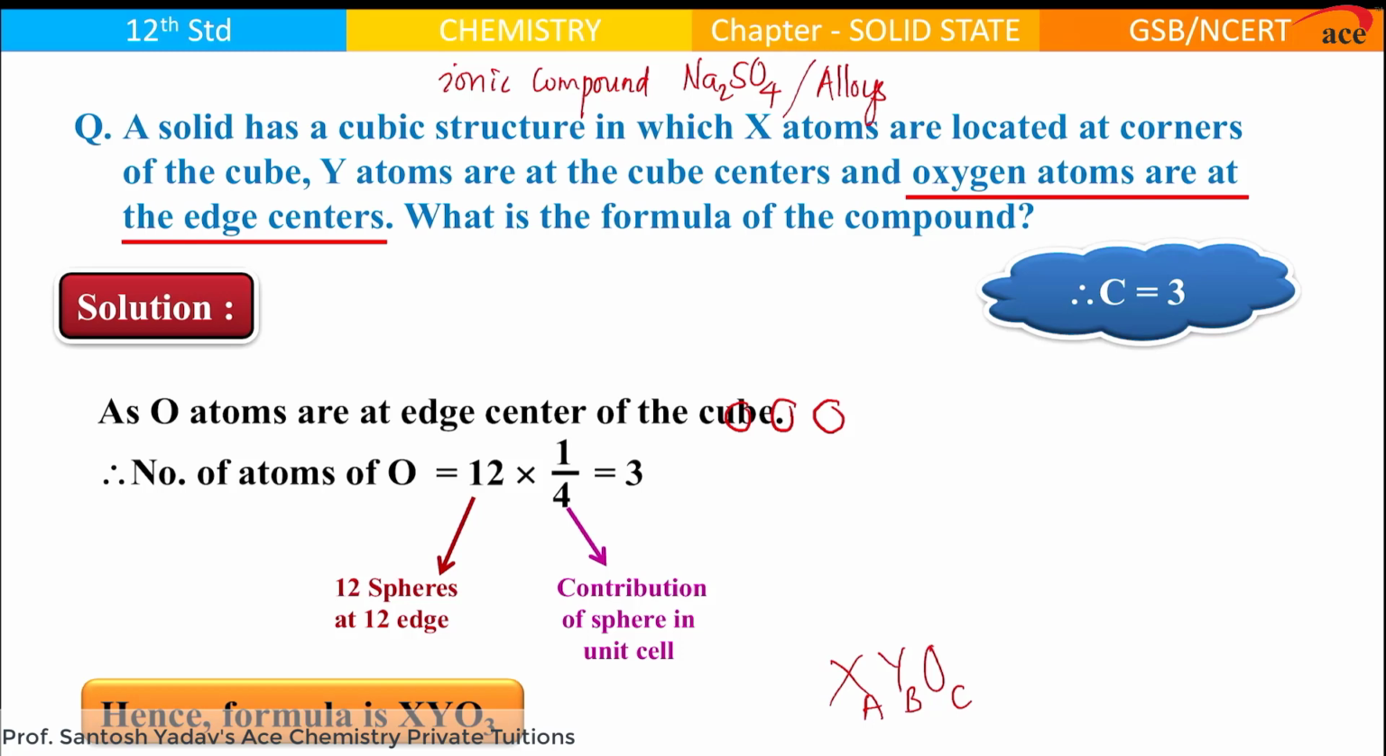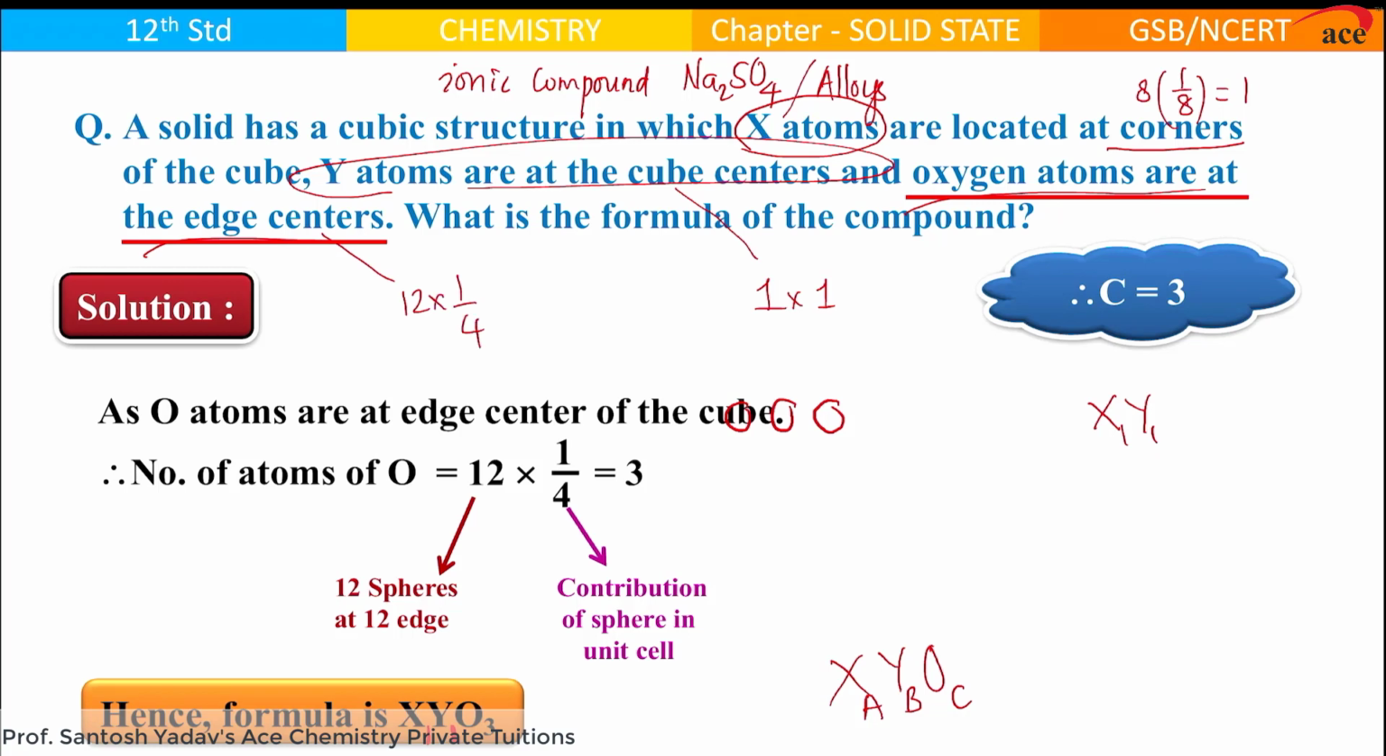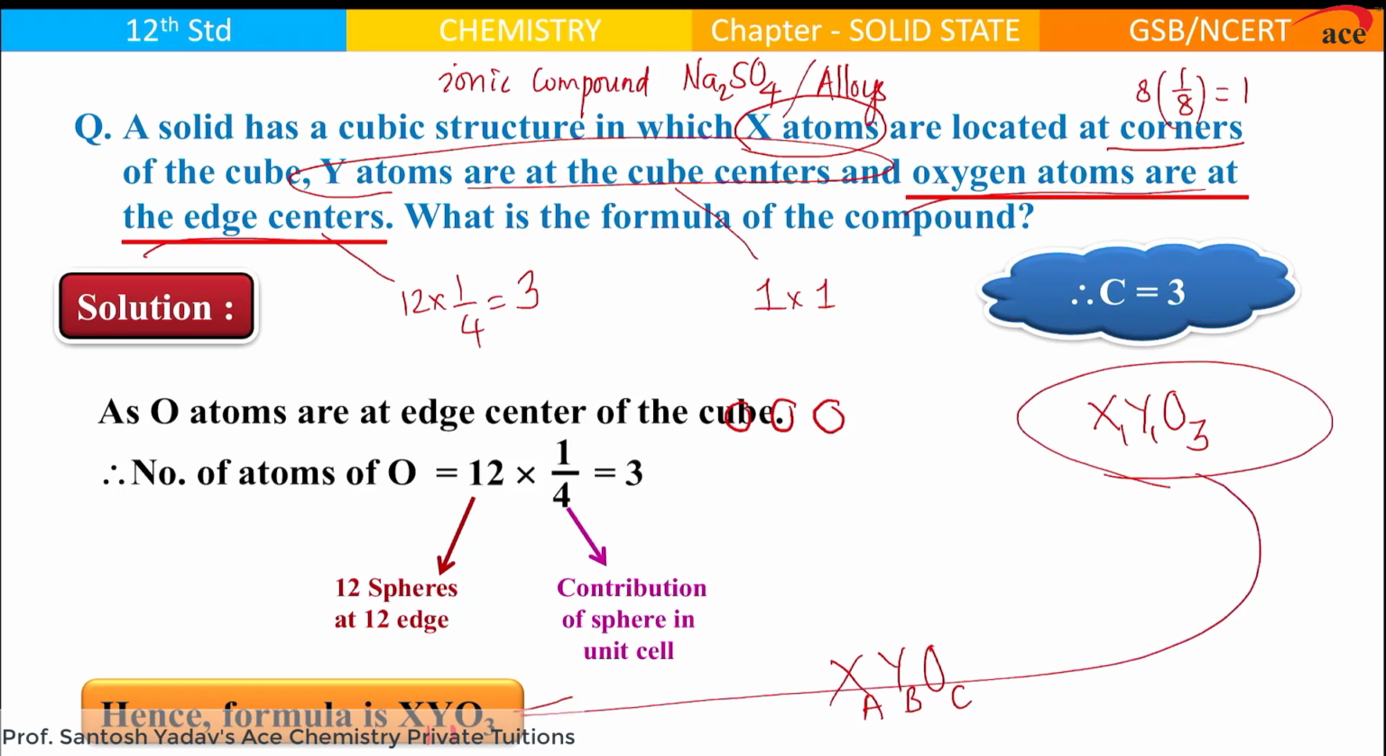If you want to see it again, X atoms make up corners. Corners means 8 multiplied by 1/8, that is 1. So the value for X is 1. Y makes up cube centers. Cube centers are 1, each contribution 1, therefore Y is 1. And oxygen makes up edge centers. How many edges are there? 12. Each edge center 1/4. Therefore, 3. So oxygen is 3. Therefore, the formula is X1Y1O3.